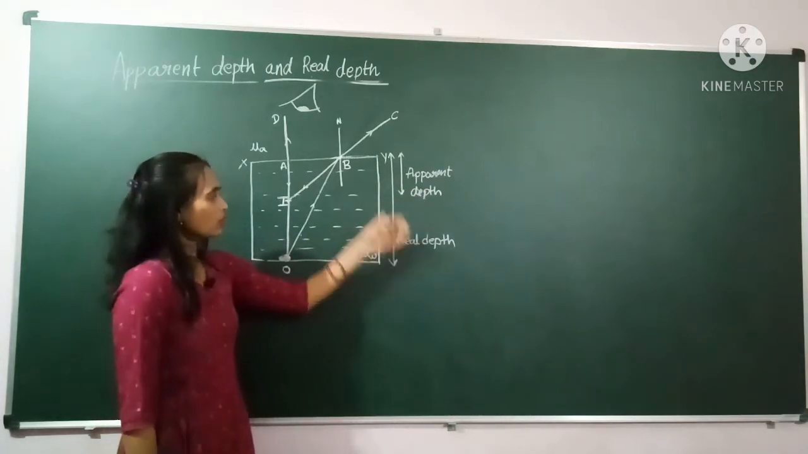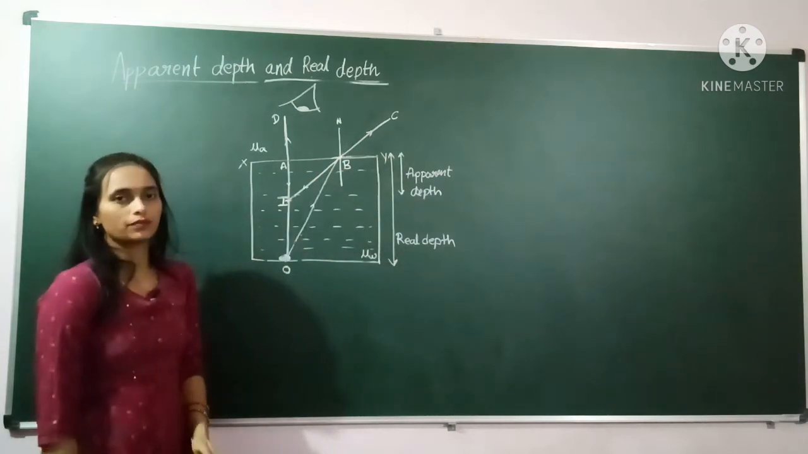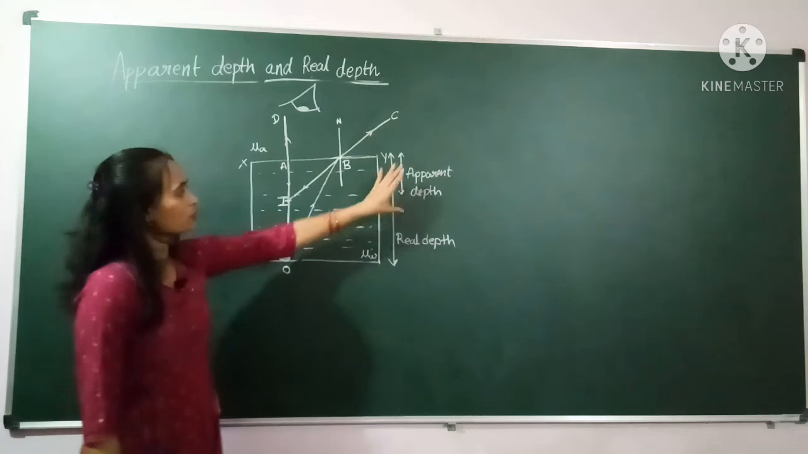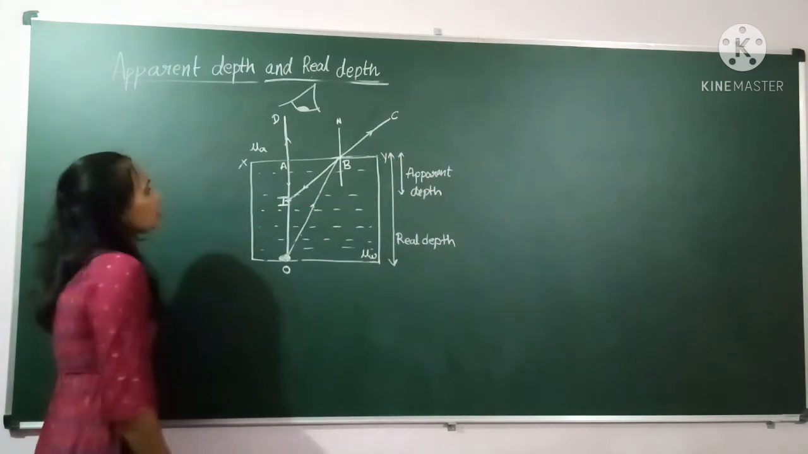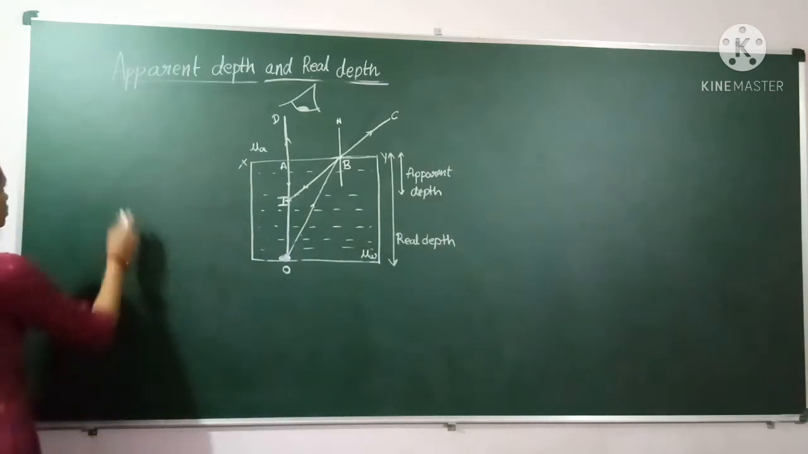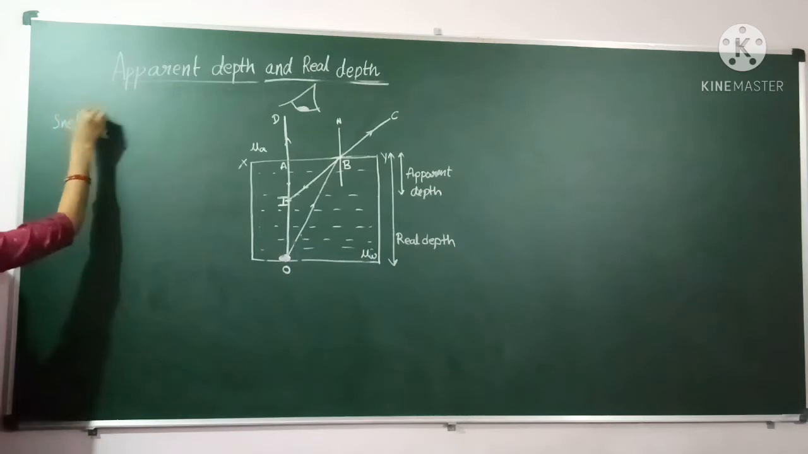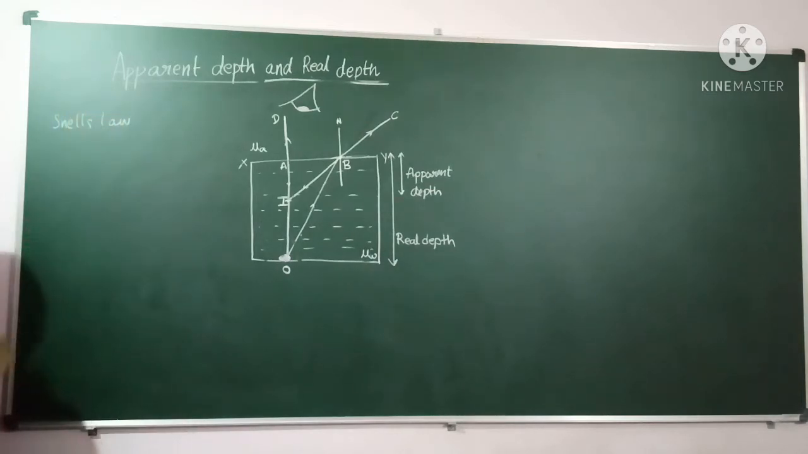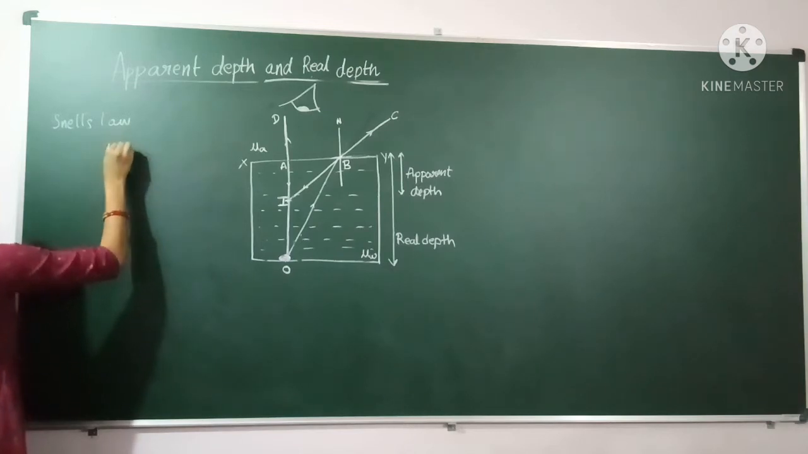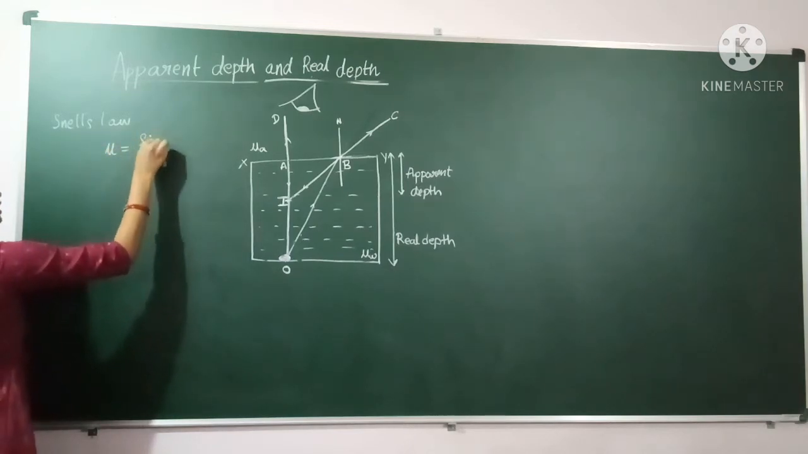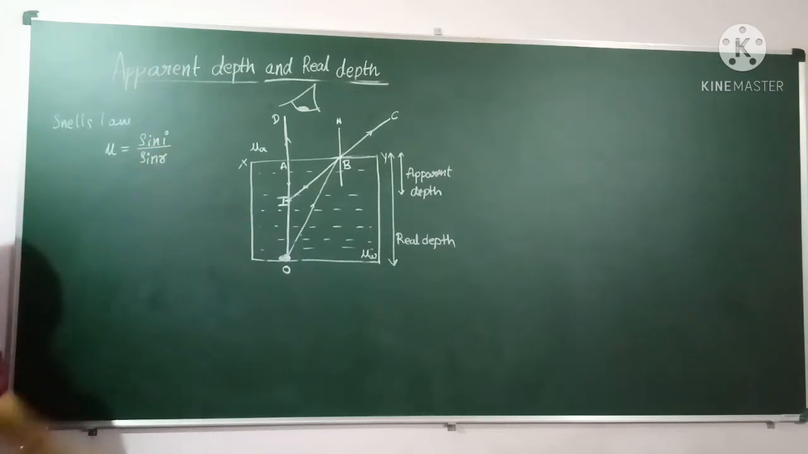Real depth we actually know because we can measure the height easily, but where the image is formed, that is our question. To find out this apparent depth we need a formula, so for that we will derive one formula. First we will apply Snell's law. What does Snell's law say? Snell's law says that refractive index is equal to sin i divided by sin r. This is the formula of Snell's law.